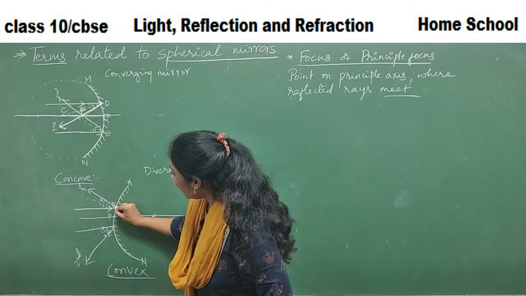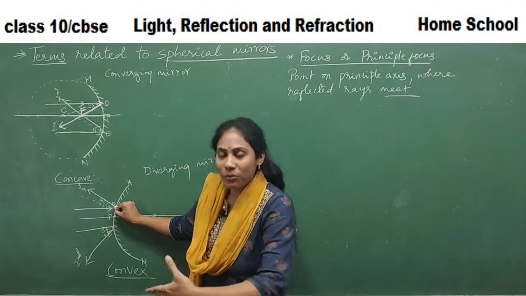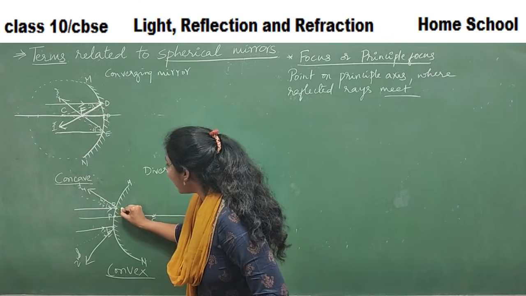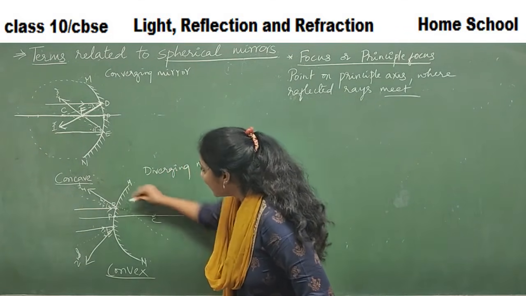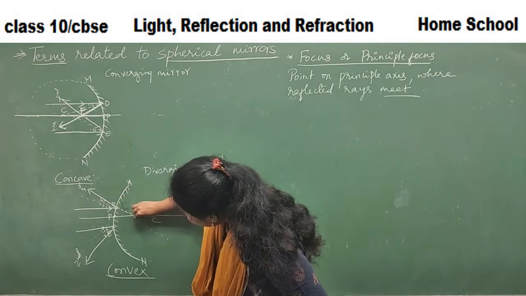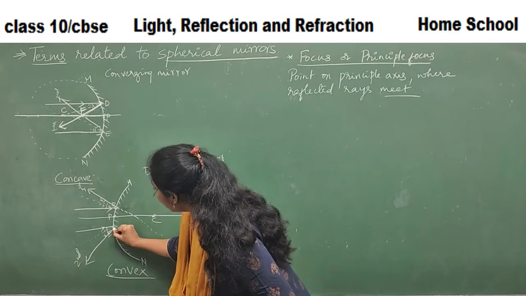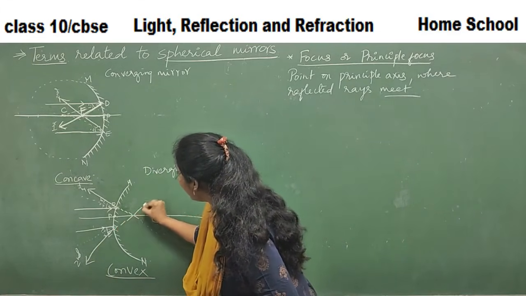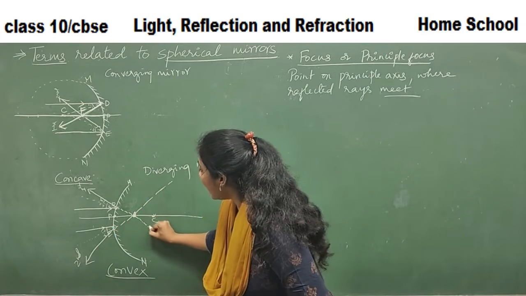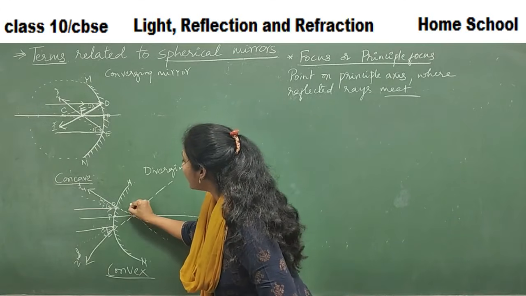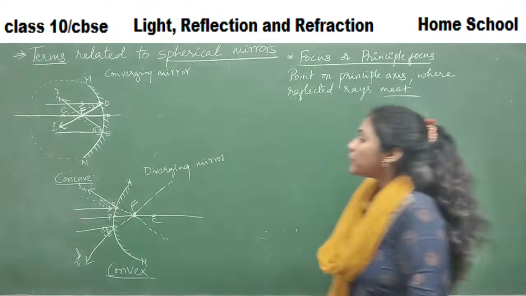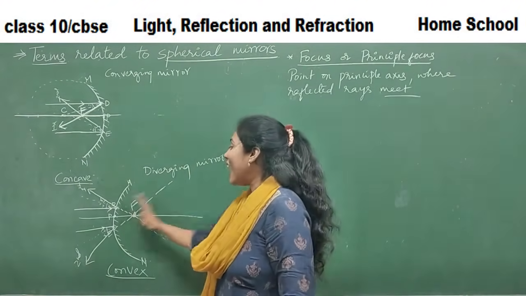Say if you extrapolate the lines, extrapolate in the sense if you extend the lines behind, where do they meet? Say this line I have extended, this line I have extended, and the same way the second reflected ray also I have extended. So this is the point where the reflected rays met behind the mirror, and that point I am calling the principal focus. So principal focus is formed behind the mirror.